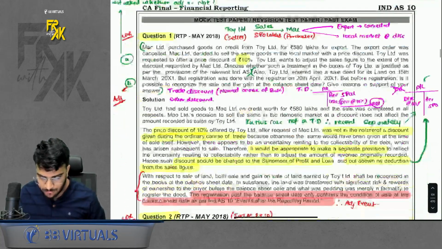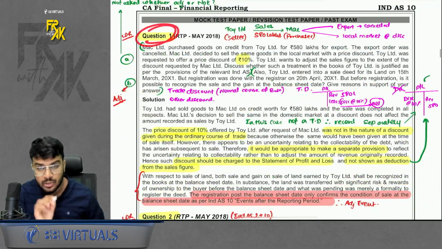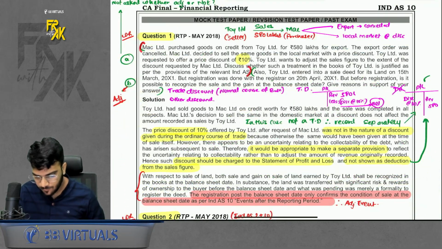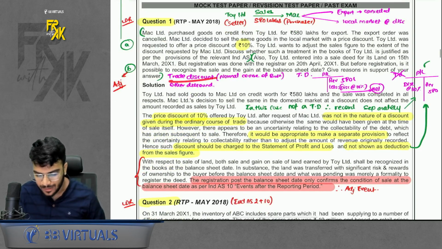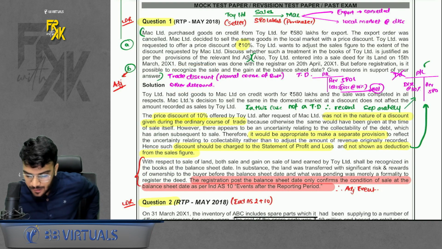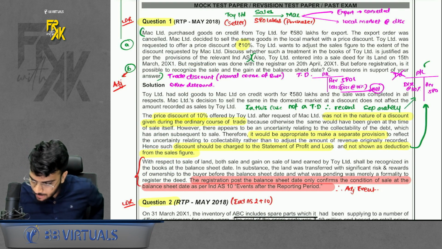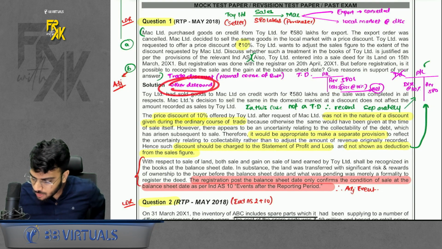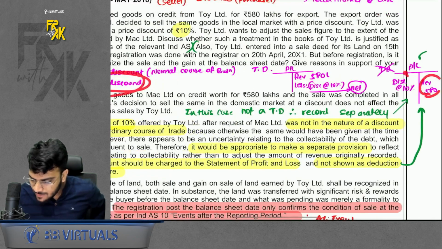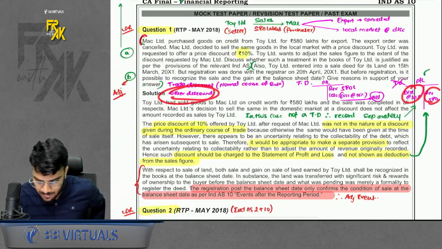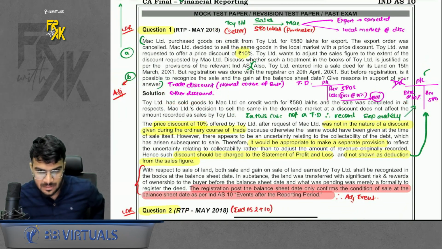Then we come to the MTP RTP questions. First question has two parts where we are giving some discount on sale. So discount can be of two types. It can be trade discount or it can be any other discount, cash discount or something. If you are giving trade discount, you will record the sales at net of discount. But if you are giving any other discount, you will record the revenue separately, and you will record the discount separately. In this case, it was given not in the normal course of business. It was not a trade discount. So we are treating it separately.